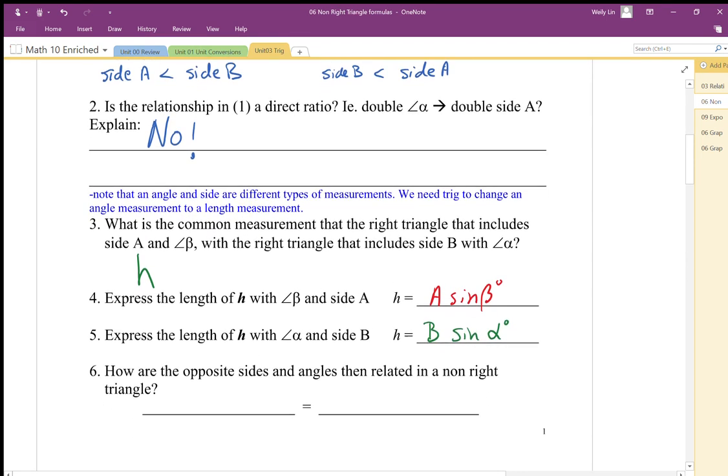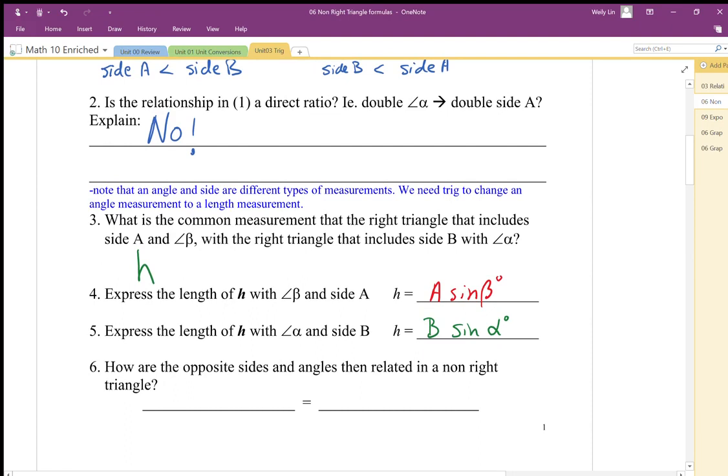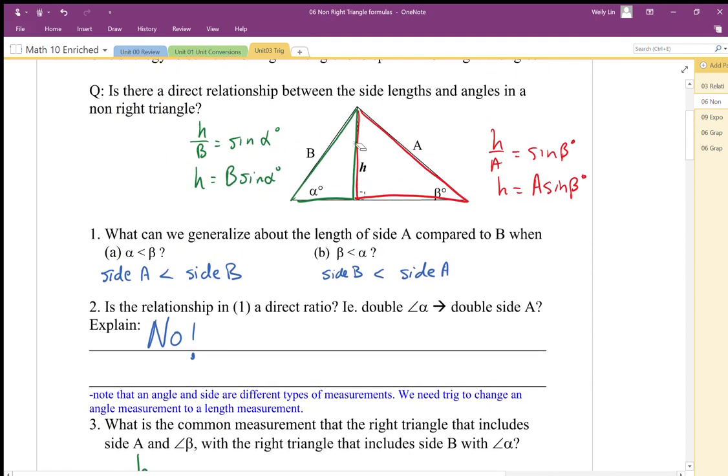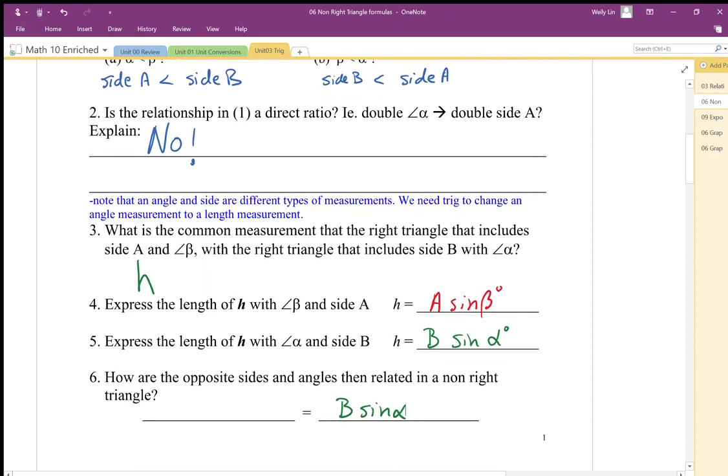Now, how can I make these equal? Well, these are the same heights, so I can make them equal to each other. H is some length. It's not a ratio, it's a length. And I've got expressions for the same length, so I can make those expressions equal to each other. So A sine beta is equal to B sine alpha.